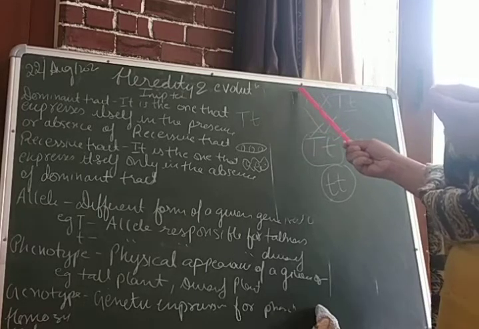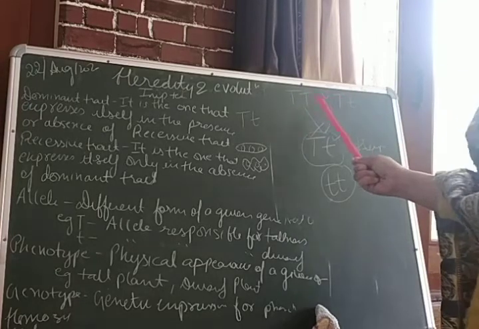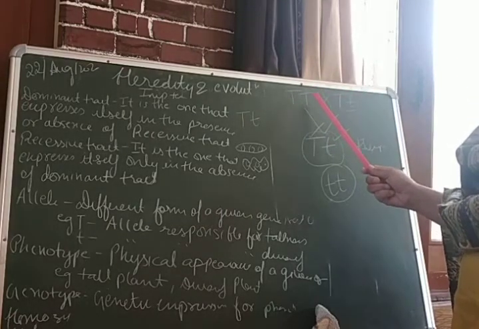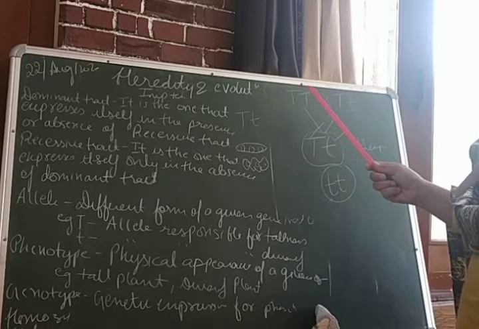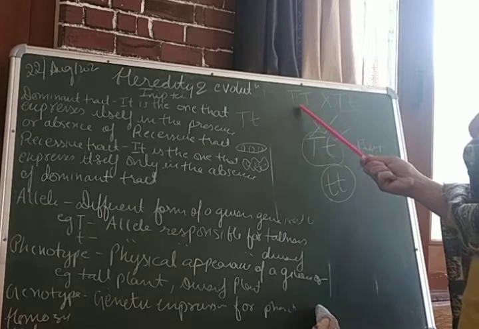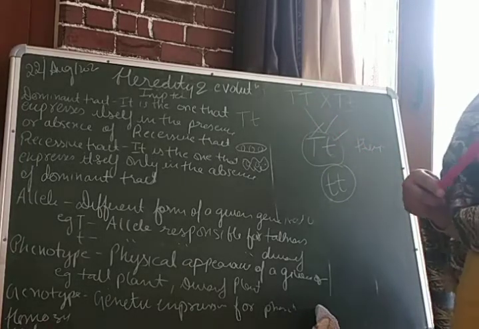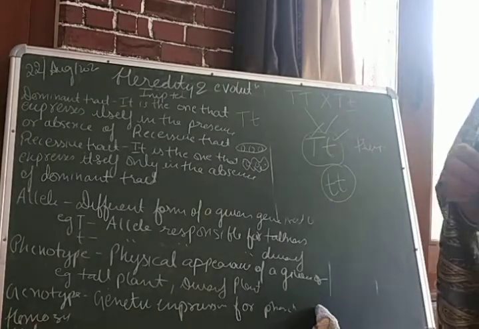For example, it will be tall, and this will also be tall. Why? Because here capital T is dominant. Then genotype means what type of alleles are there, whether capital T and capital T, or capital T and small t, or small t and small t. Then last we studied homozygous and heterozygous. Homozygous means when similar alleles are present, and when different alleles are present, it is known as heterozygous.